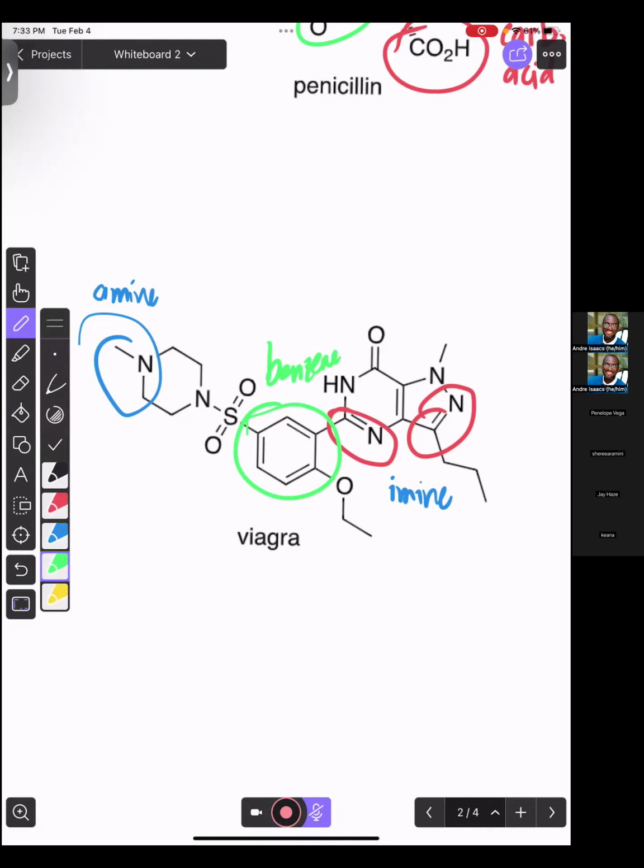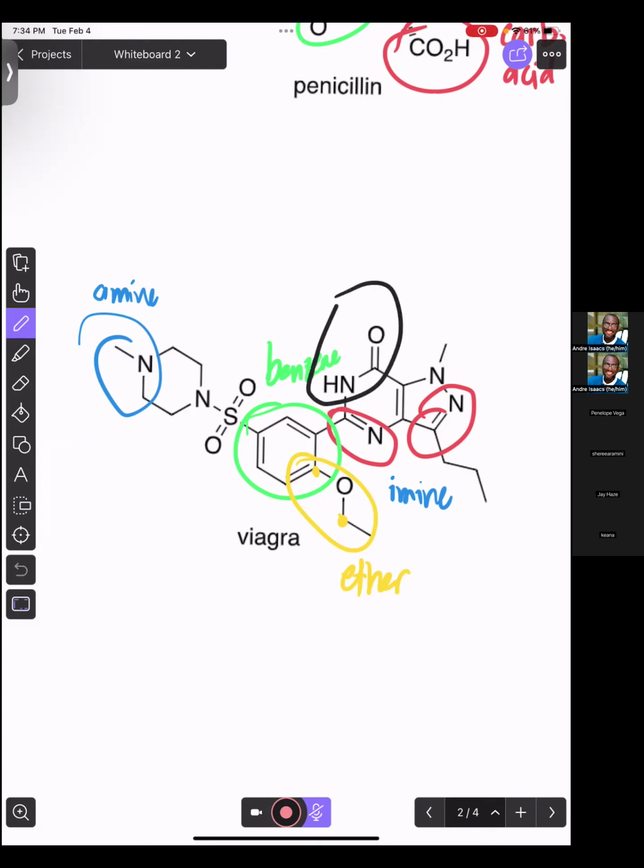Ether. Yes, I'm glad someone saw that. Here is an ether. Remember, ether is oxygen with two carbons next to it. There are the two carbons that I'm highlighting. So that is an ether. Very nice. And there is one more, one major one that yes, you do need to spin it around. We have an amide, people, an amide. There is an amide present. Here's the amide right there.